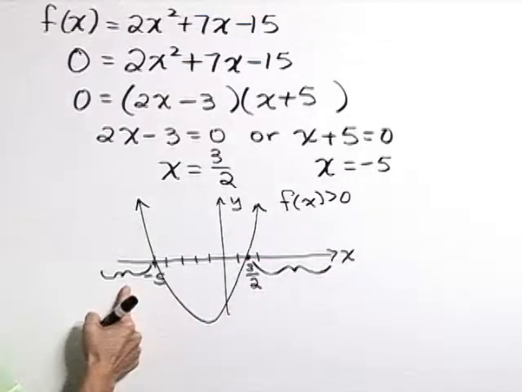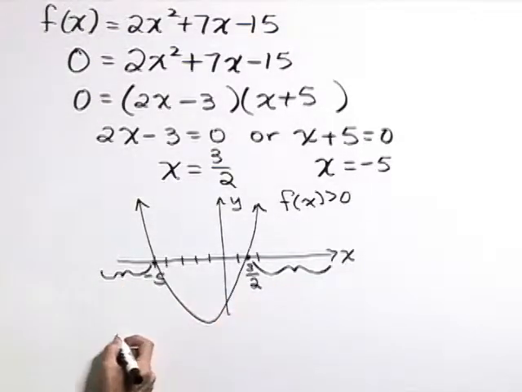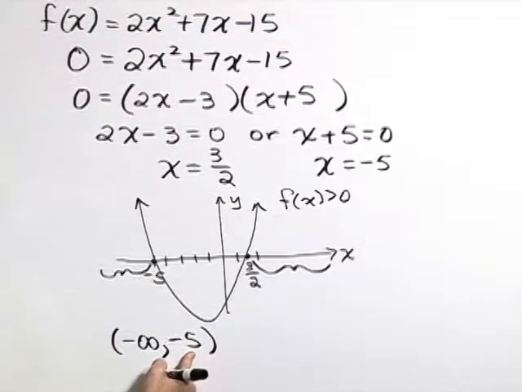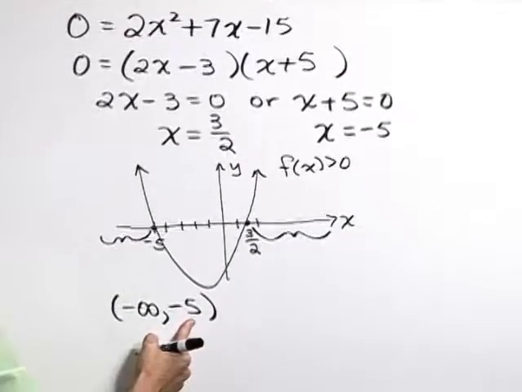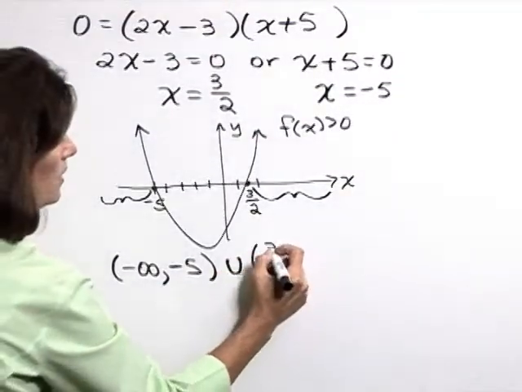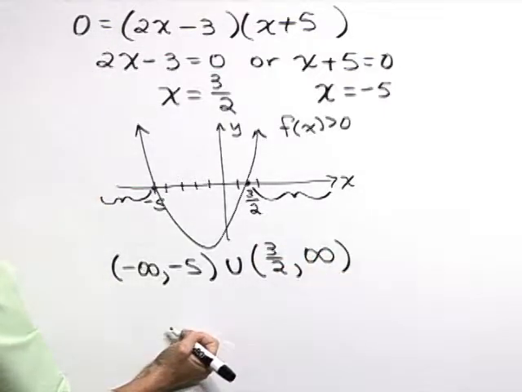So let's describe then our solution as these x values from negative infinity up to negative 5, not inclusive. We want to find where our function is greater than 0, not just equal to 0. Union 3 halves to infinity.